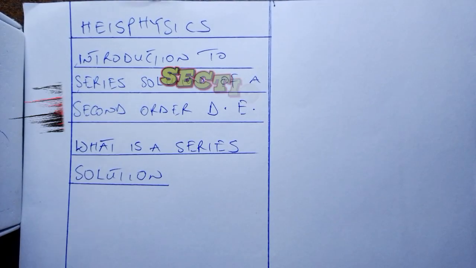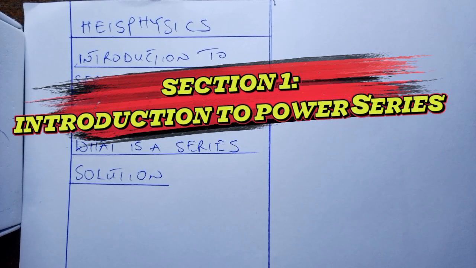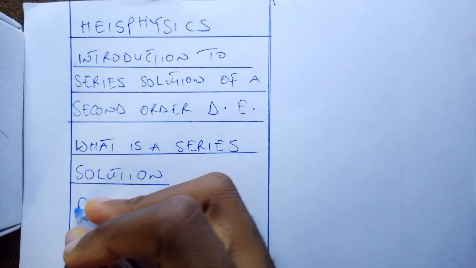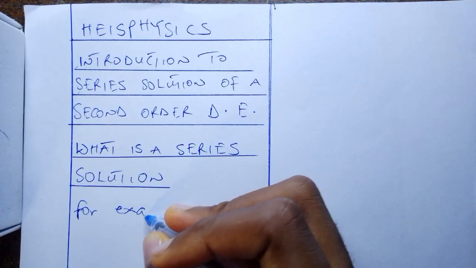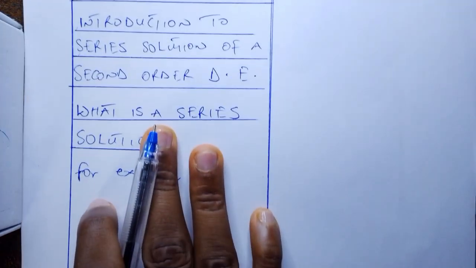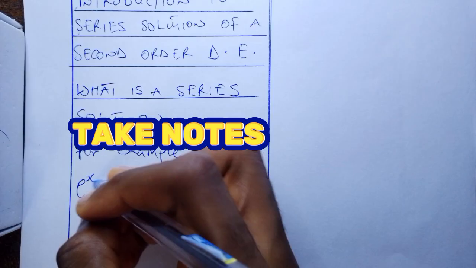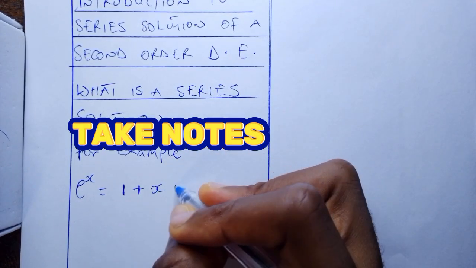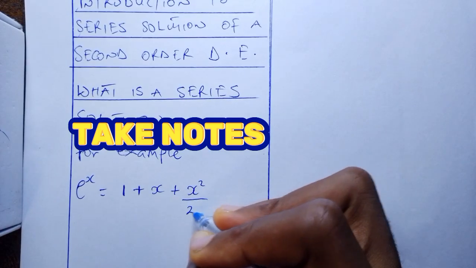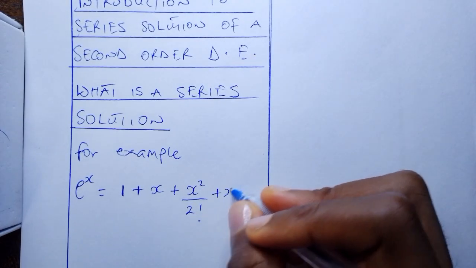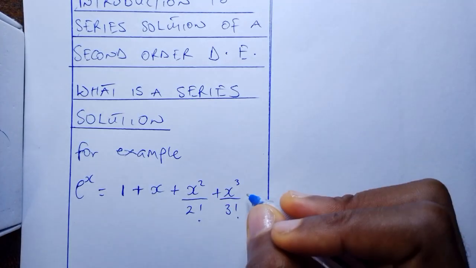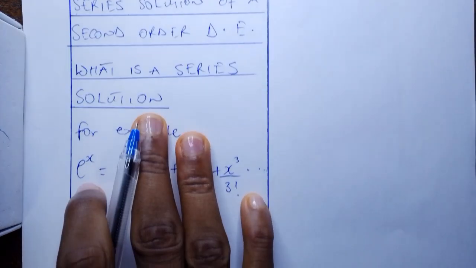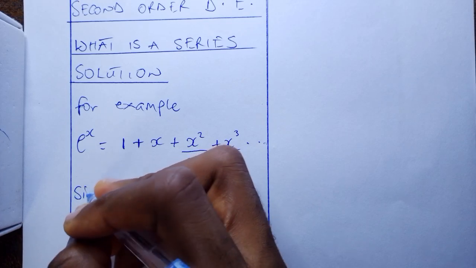Before we talk about differential equations, let's first understand the idea of a series. You may already know that some functions can be expressed as an infinite sum of powers of x. For example, we have the function exponential x. Its series form is 1 plus x plus x squared over 2 factorial plus x cubed over 3 factorial till infinity. And also we have sine x.